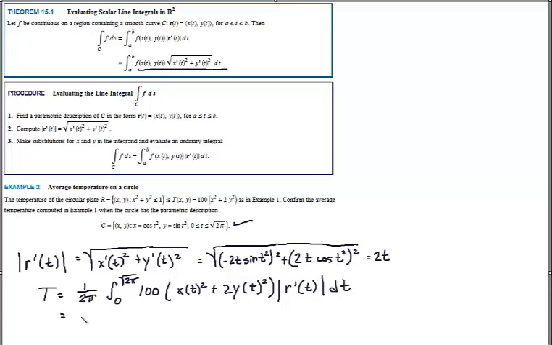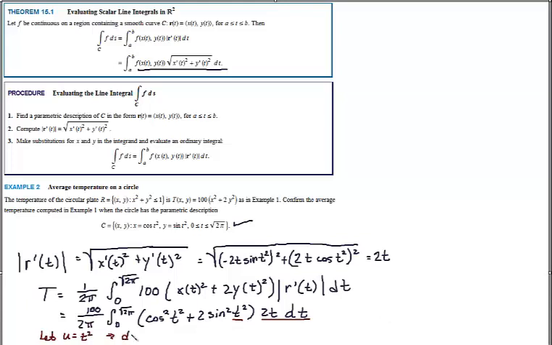Plugging what I have in for this, let's do that and then integrate. Alright, after plugging all of this in, I will note that if I let u be my t squared, I have a du sitting right there. So I'm going to do that u substitution where u equals t squared. Then that means I have du equals 2t dt. I'll do that substitution and then integrate. Computing that integral, you once again get 150, which was what we expected.